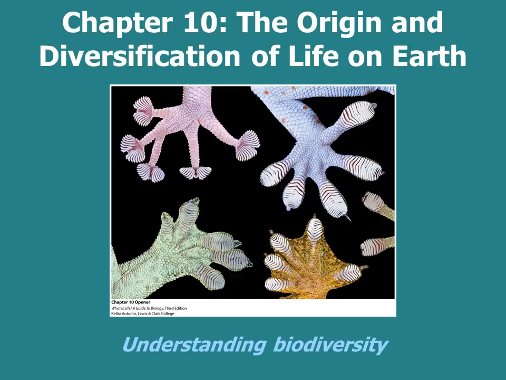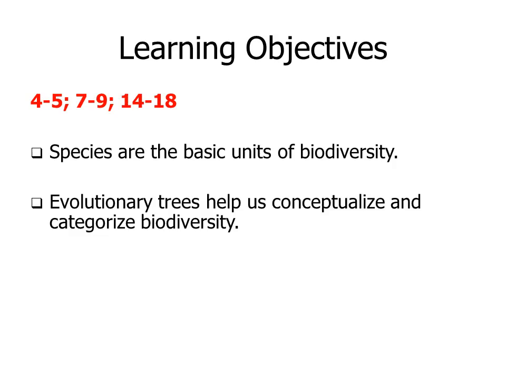So chapter 10 is about the origin and diversification of life on Earth. We won't be talking about the origin of life so much as the diversity of life. And so life is defined by the ability to replicate and by the presence of some sort of metabolism. We're going to focus on sections 4 through 5, 7 through 9, 14 through 18.